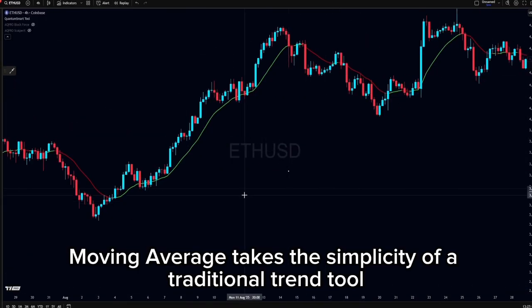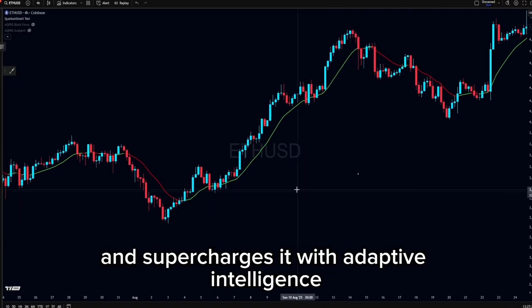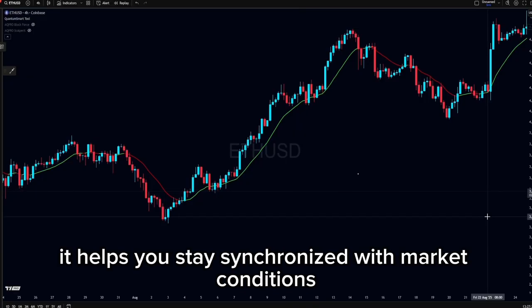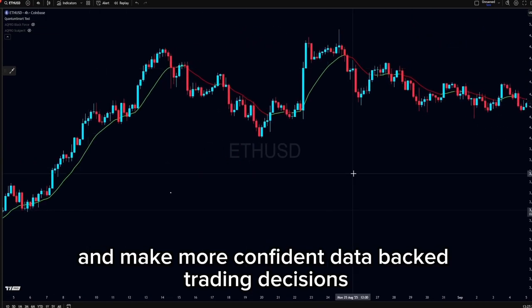The AI moving average takes the simplicity of a traditional trend tool and supercharges it with adaptive intelligence. Whether you're a beginner or a seasoned trader, it helps you stay synchronized with market conditions, filter false signals, and make more confident, data-backed trading decisions.